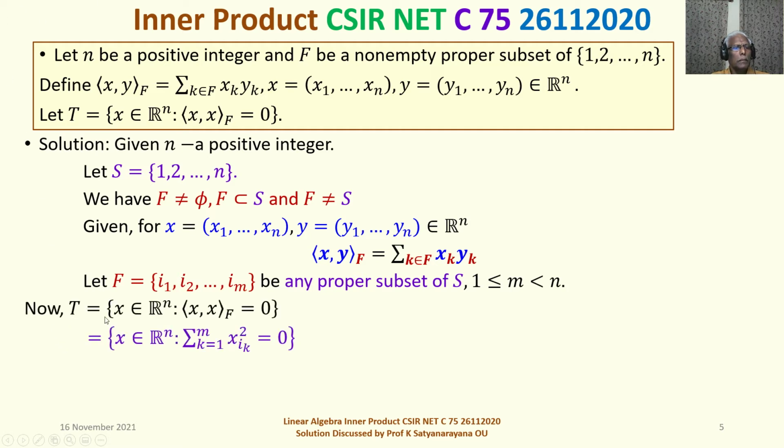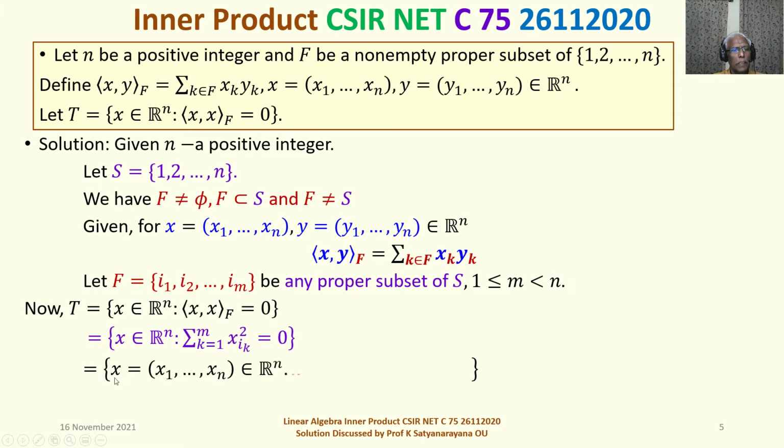Now, T is equal to the set of all x belongs to R^n such that the inner product of x with x over F is equal to 0. It is the set of all those x belongs to R^n. The inner product of x with x over F is defined as the sum of x_{i_k} squared, where k runs from 1 to m, and that is equal to 0. Sum of squares is equal to 0, then each component is 0. That means x_{i_k} will be 0 for k equal to 1 to m.